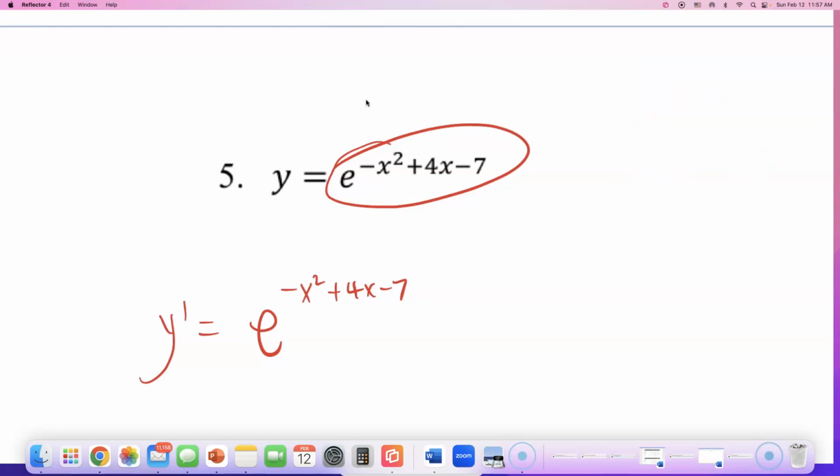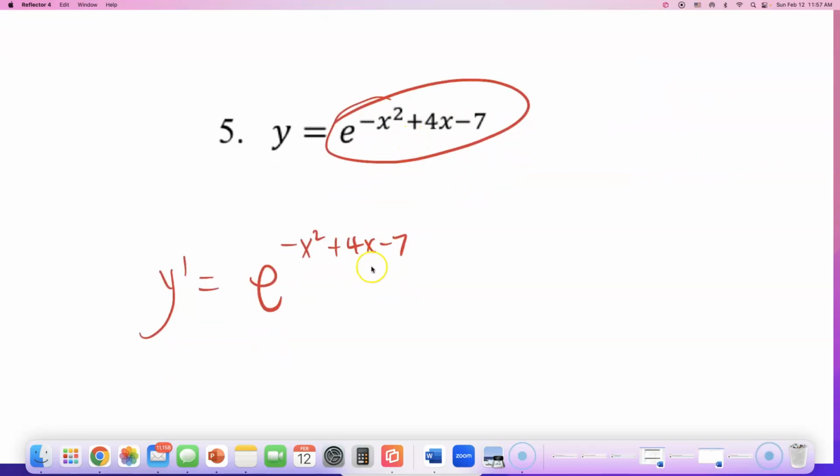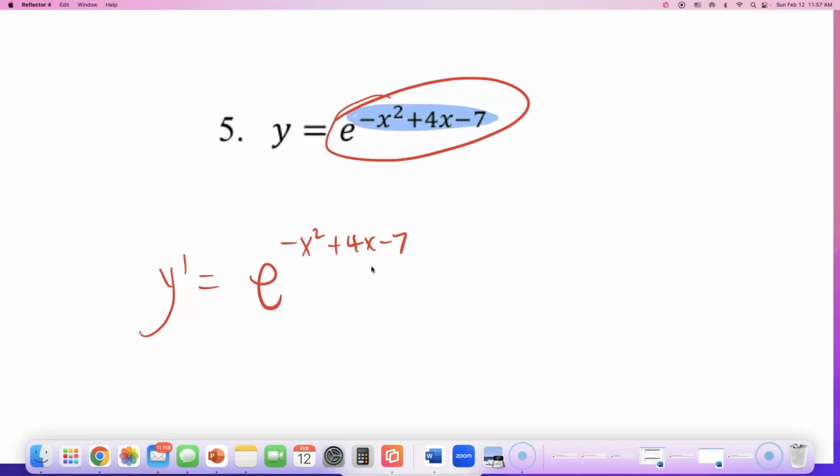So write down that exponential form exactly the same. But now what you're going to do is multiply this by the derivative of this exponent function, what I highlighted in blue. Okay, so let's take the derivative of this.